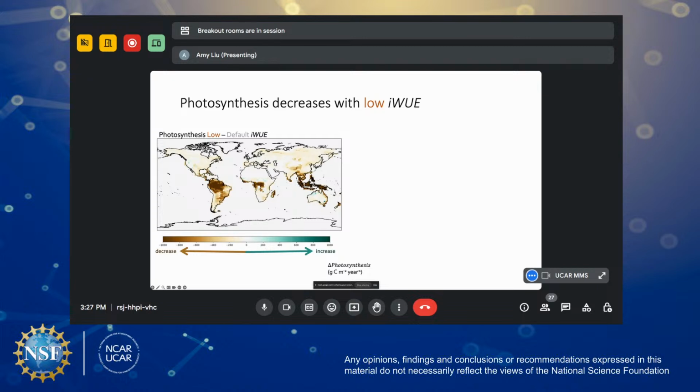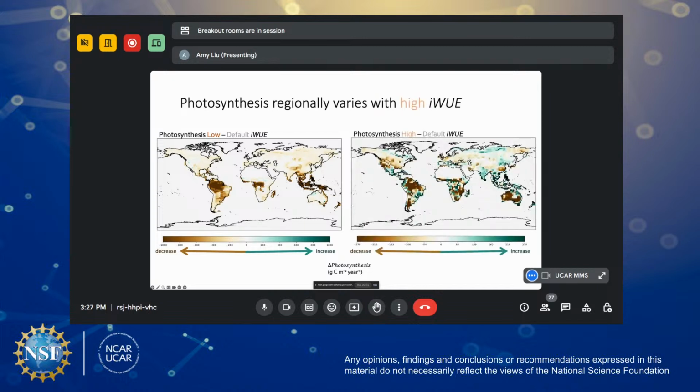total photosynthesis. So now moving on to the high intrinsic water use efficiency perturbation, we would expect the opposite photosynthetic response to happen since we're perturbing intrinsic water use efficiency in the opposite direction. So we expect to see a global map with a largely green color. And that's not what we see. Instead, we see a pretty regional response. So photosynthesis regionally varies with high intrinsic water use efficiency.